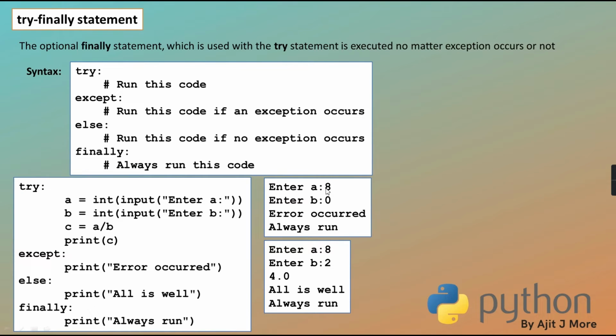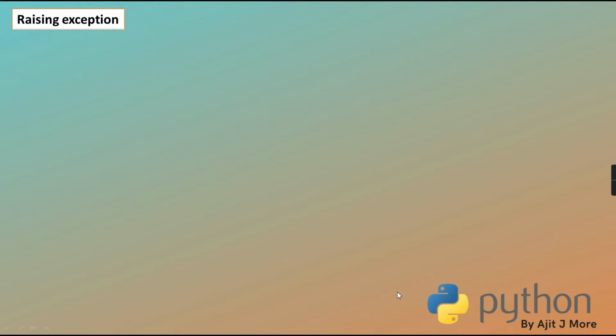See. So here it is clear to you. Different examples I have given. 8 and 0, so zero division occurs. Therefore it comes to "error occurred" and still it runs finally. And here there was no problem. 8 by 2, so quotient printed. And then it goes to else and still it runs finally.